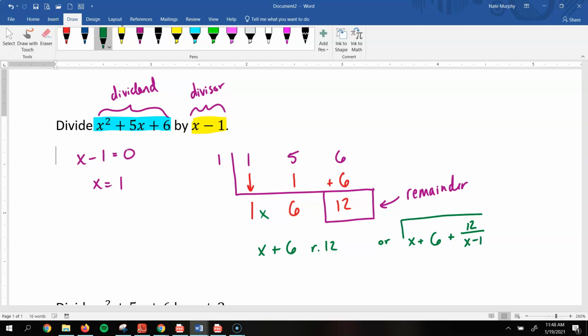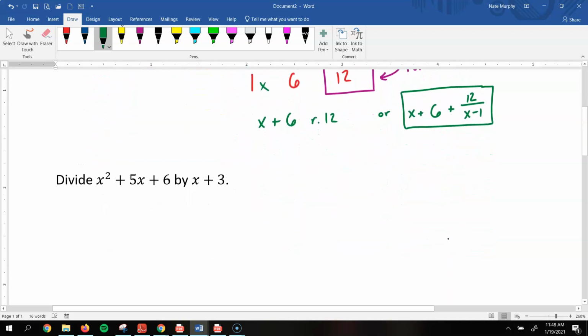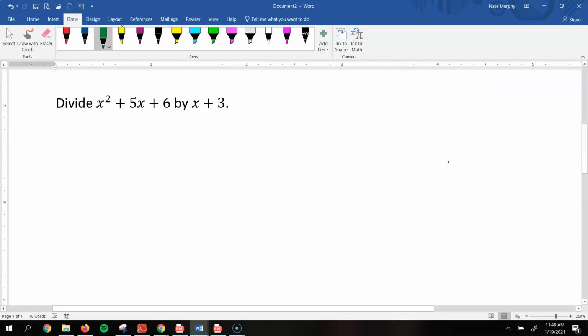Okay, so we have to go back to what we did originally. That would be the proper way to write that solution. And the solution, when we're dealing with dividing, is called the quotient. So the quotient here would be x plus 6 plus the quantity 12 over x minus 1. All right, let's try another one together.